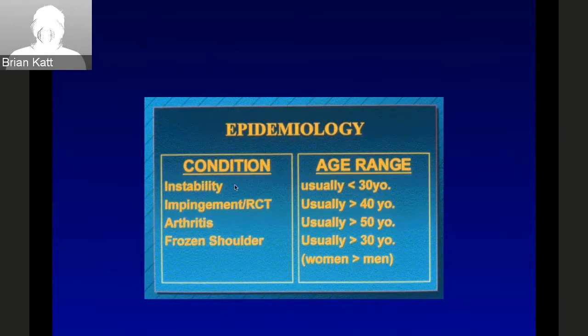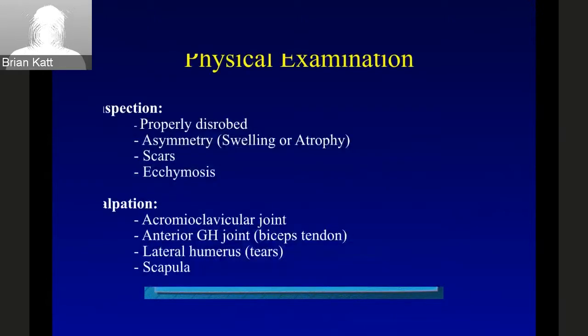So a quick reference to know what type of problem you have. Instability, these are usually young adults, females under the age of 30. Impingement, rotator cuff tear, usually over 40. So you're not going to see a 20-year-old kid come in with a rotator cuff tear. That's extremely rare. Okay? Arthritis, over 50, and then a frozen shoulder, that's a lot of times related to diabetes, and it's greater in women than men, and it's kind of in that 40 to 50, 60-year-old age range.